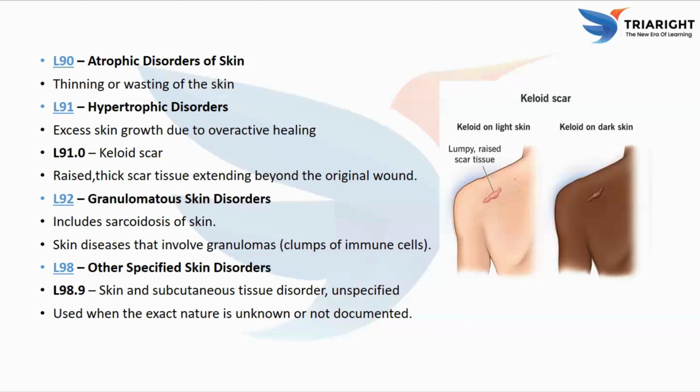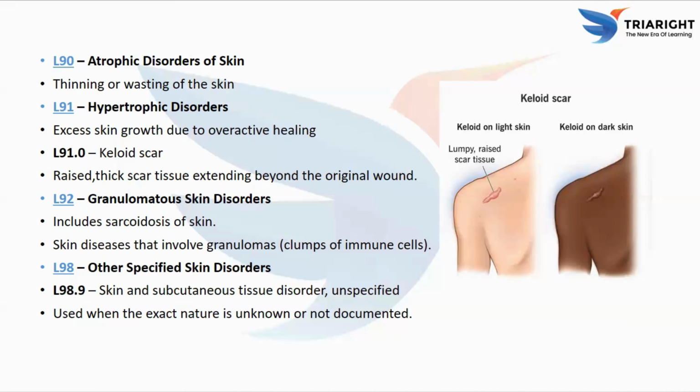So next coming to L92 code, it is for granulomatous skin disorders. So what does this include? They include the sarcoidosis of the skin. So granulomas are nothing but these are the clumps of the immune cells formed when the body tries to fight something but they cannot eliminate it. So this leads to raised firm bumps or patches on the skin. So this results in the granulomatous skin disorders. So you have to assign the code L92 for this granulomas.